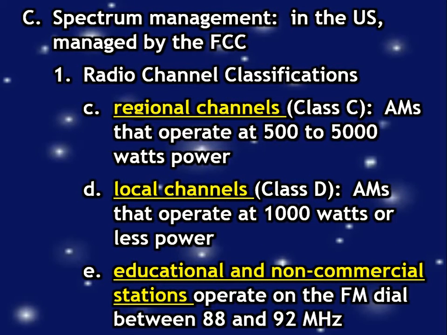Regional channels are Class Cs. These are AM stations that operate at 500 to 5,000 watts of power. Local channels, Class Ds, are AMs that operate at 1,000 watts or less of power. And then one other note here, educational and non-commercial stations operate on the FM dial between 88 and 92. So if you're scrolling up and down the FM dial, anything that is positioned to the left of 92 is going to be a non-commercial radio station.